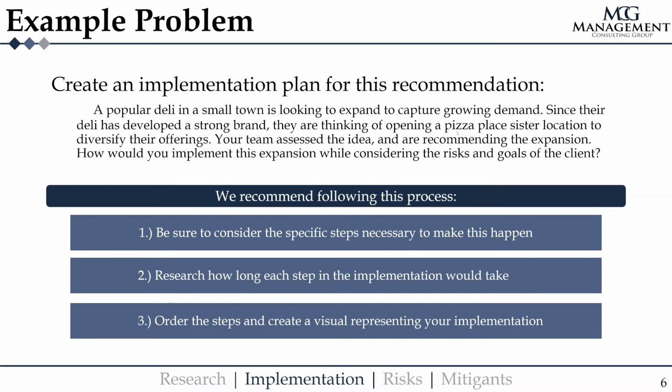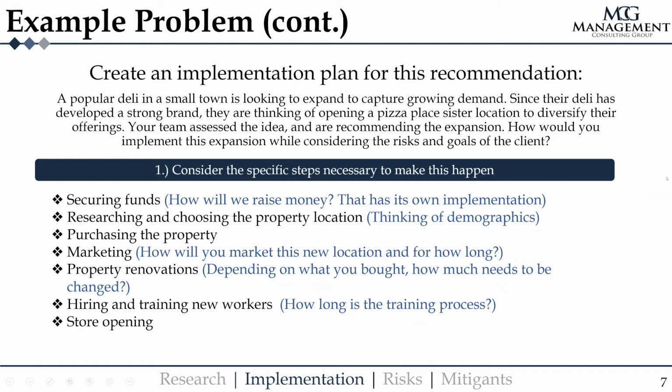So let's go to what we came up with. These are the specific steps that we thought would be necessary to make this happen. First, securing funds. So how exactly are they going to raise it? The implementation of this is actually a separate part. Are you going to have to spend a year before getting these funds? Or for a company like McDonald's, you probably won't. You'll probably have the cash already where you won't have to worry about it as much. But for a small deli, you're going to have to think about where you get your funds from. So that's a part of your implementation that you always have to keep in mind. Luckily, you have a big company that you're working with, so you're probably not going to have to worry about this.